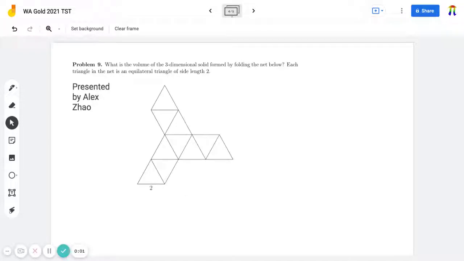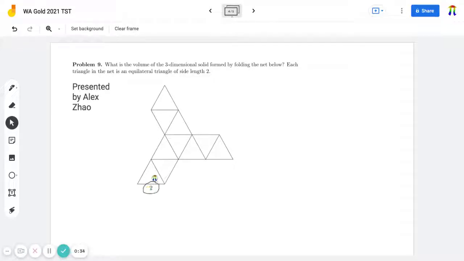Hey everyone, now I will present problem 9 from this year's TST. Incidentally, this is harder than problem 10 because it is the only problem in the test that no one solved, which to my great disappointment, because it was a problem that I wrote. Okay, what is the volume of the three-dimensional solid formed by folding the net below? Each triangle in the net is an equilateral triangle of side length 2, as is indicated here.